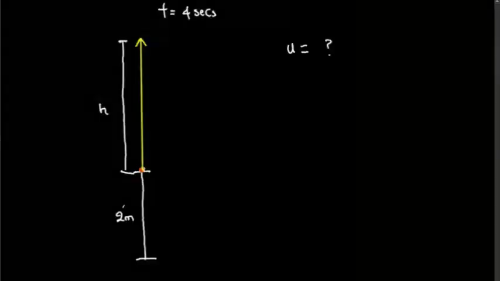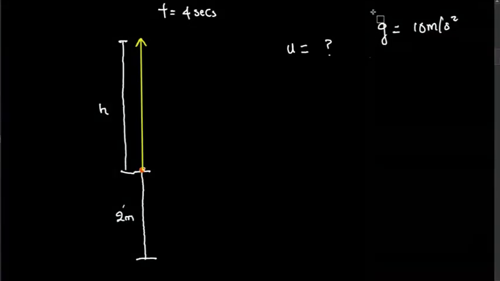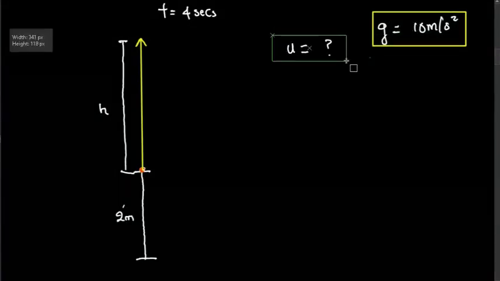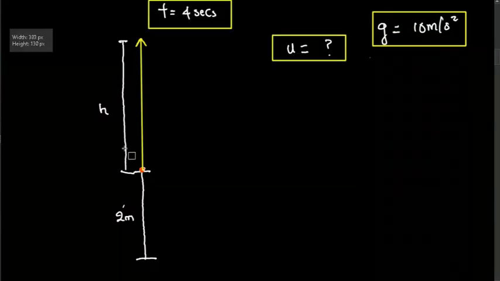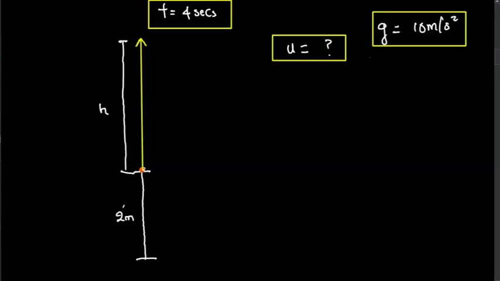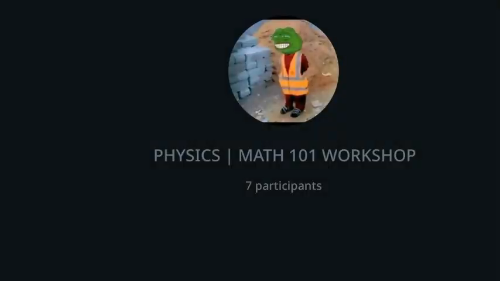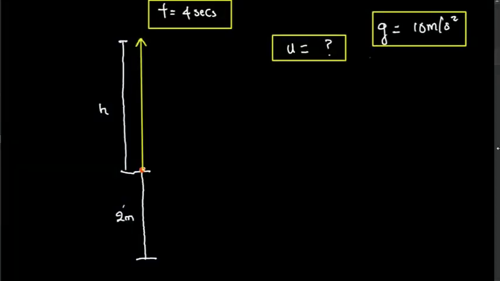Remember the acceleration due to gravity, they gave us G as 10 meters per second squared. So we have this, we have this, we have this. Which formula can we use to find initial velocity? Let's write down the 3 equations of motion under gravity. So it's exactly like the normal equations of motion.